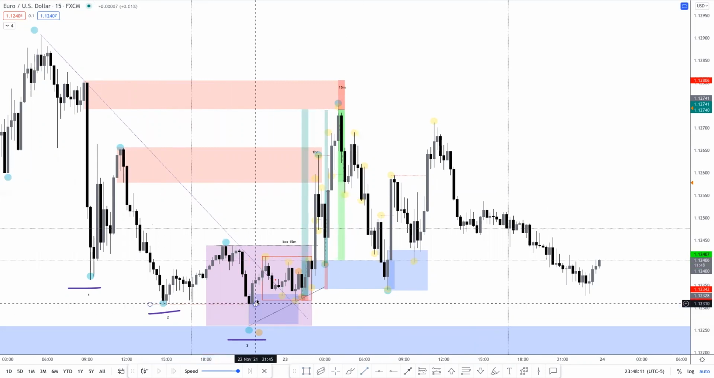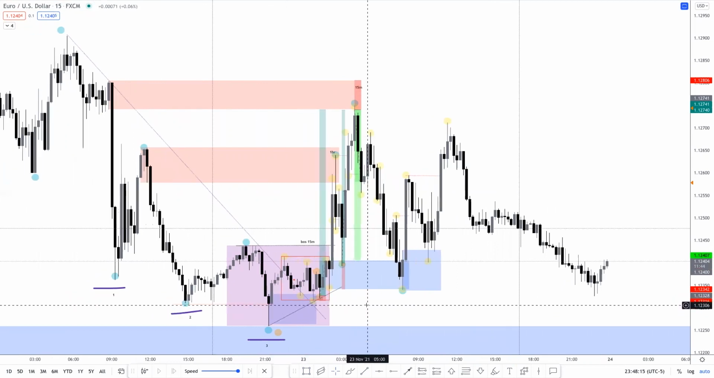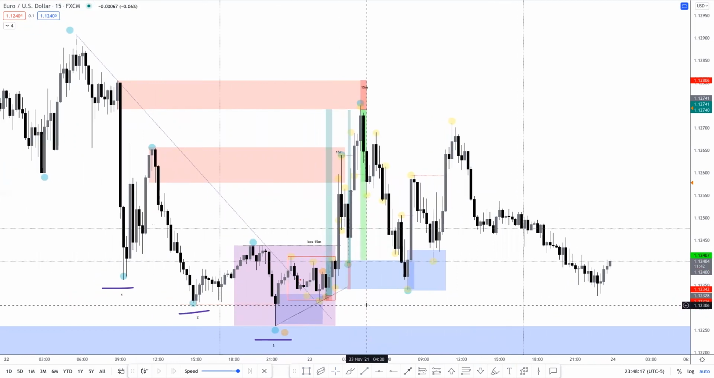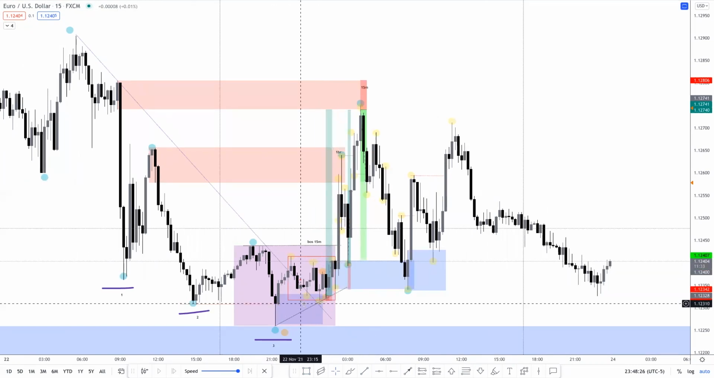But we also had our first mitigation in the Asian as a buy, right? I like to look to see where price has mitigated first in the Asian to kind of get an idea of where price might be heading. In this case, our most recent mitigation before Frankfurt Open was buy side.